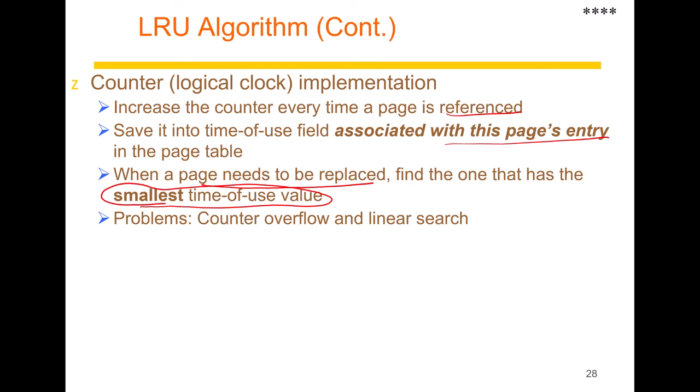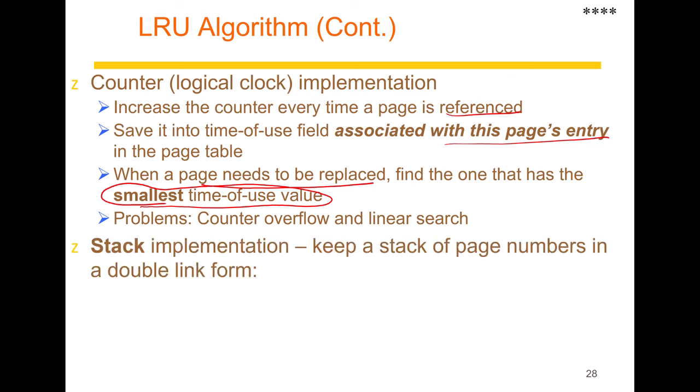So in the first in first out, it was a little bit easier because we were not updating the counter every time the page is referenced. In this case, we are updating the counter every time the page is referenced. Okay, so that's why the counter values here will increase quickly.